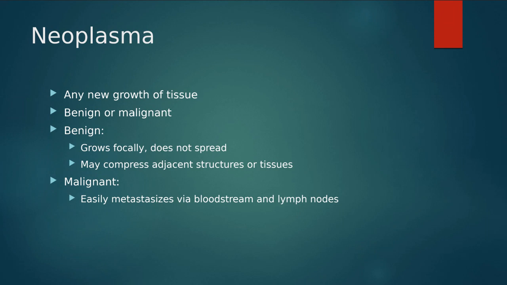So a benign neoplasm or neoplasma, these are typically going to grow focally, they don't spread anywhere, and they're going to compress the structures and the tissues that are around them or surrounding them. We've talked about that before too. Malignancies, cancers, they invade surrounding tissues because they're strong and they can. Benign tumors are just going to compress them as they grow because they can't invade them, right? They're not invasive, but as they grow, they just kind of spread and compress the surrounding tissues. Malignant neoplasms are going to easily metastasize by our bloodstream and by our lymphatic channels.